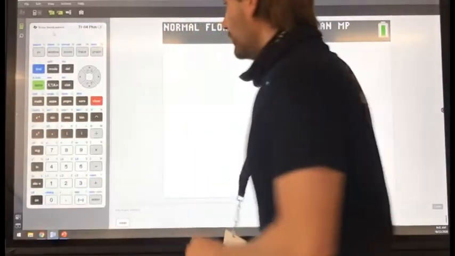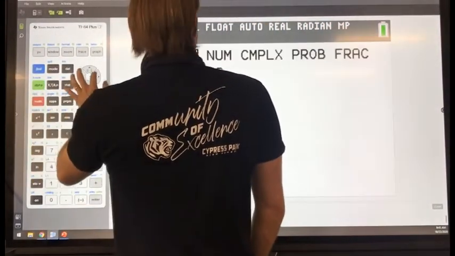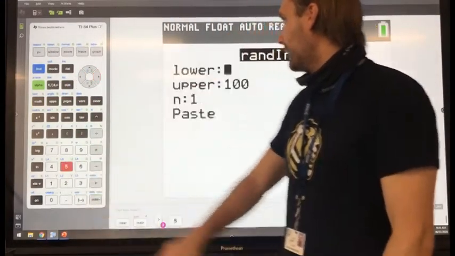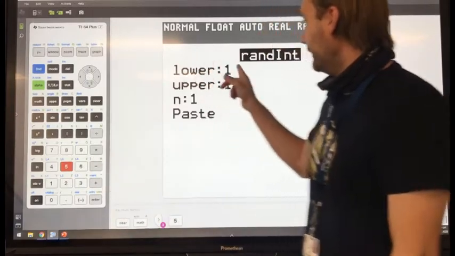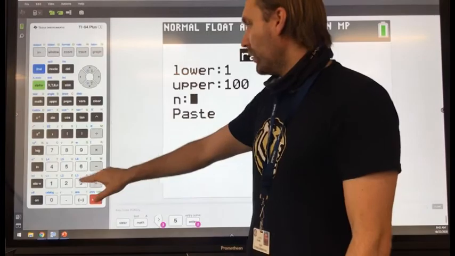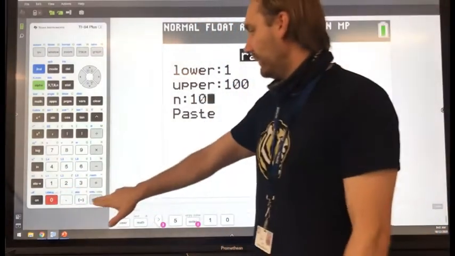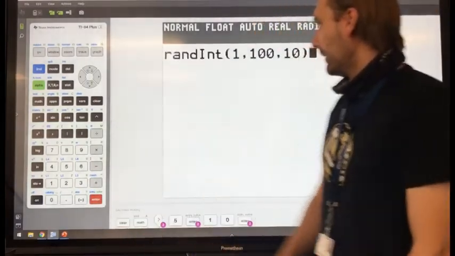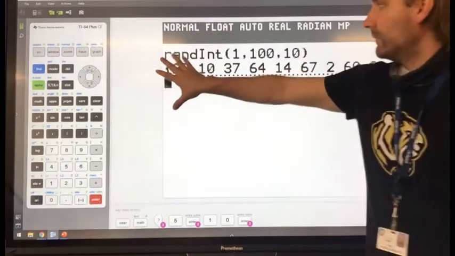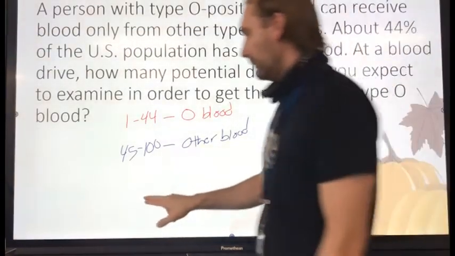So to run our number generator on the calculator, we go to math, over to probability, number 5, random integer. Our lower is 1, upper 100. We'll say 10, because we'll get 10 numbers and see how it works. And go. So the first number is 22. What was 22? O blood.